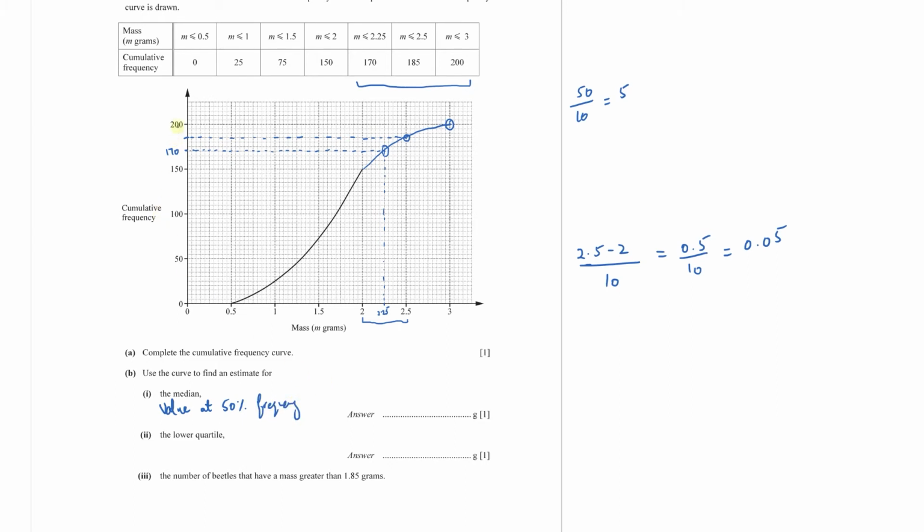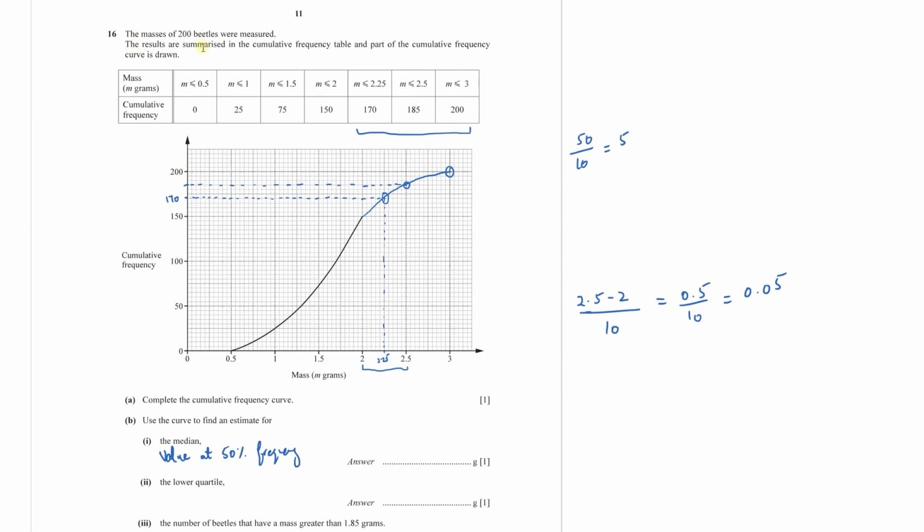So 50% of frequency is, so there are 200 beetles total. So the masses of 200 beetles were measured. So 50% of 200 equals 50 over 100 times 200. So 50% will be 100. So what is the value at 100? So if you look at the line at 100, it intercepts the curve at this point. So this is the point I'm looking at, this one here. So let's keep going down.